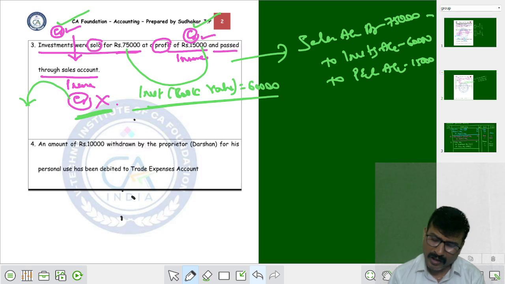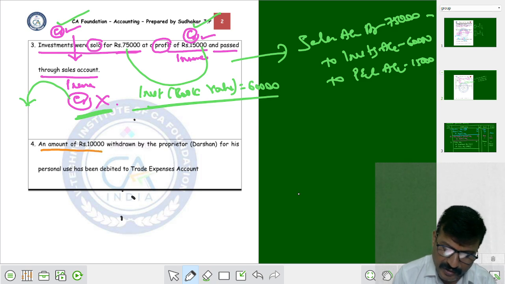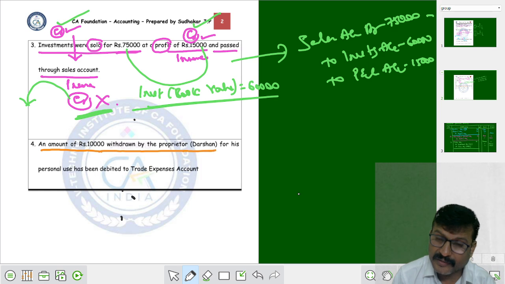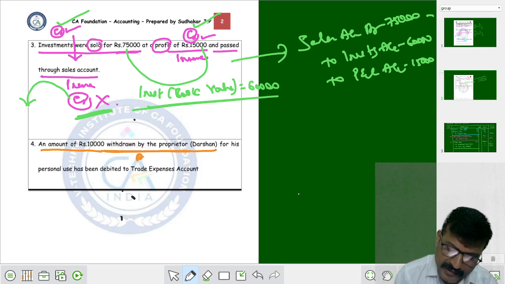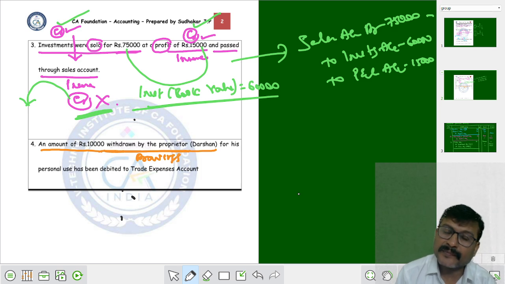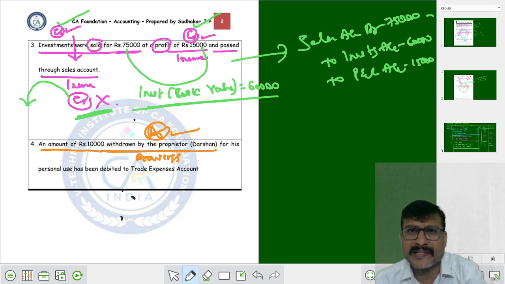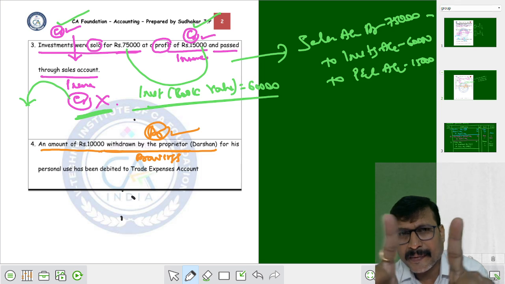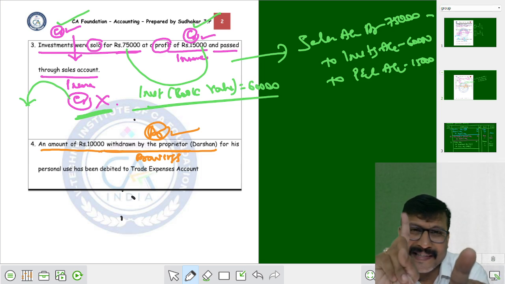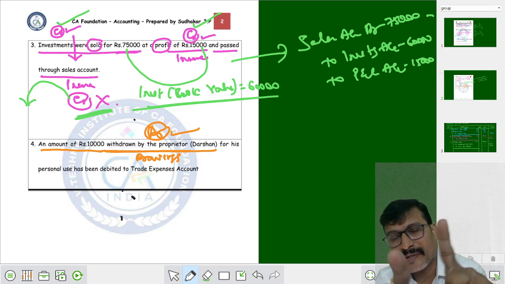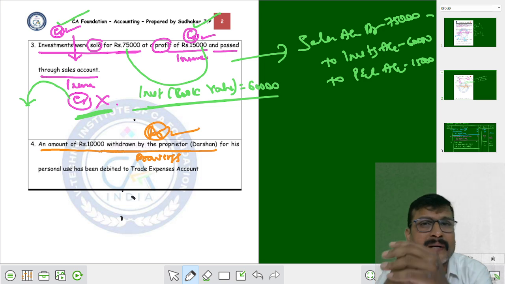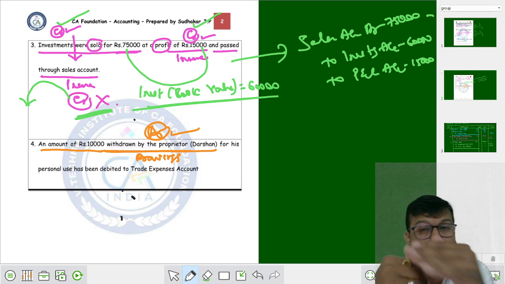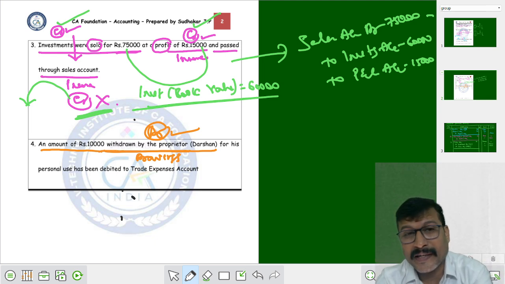Now let us move on to the last transaction of this particular problem. See what happened. An amount of 10,000 withdrawn by the proprietor, Darshan. See, withdrawn by the proprietor means it is nothing but drawings. What to do with the drawings? Drawings is always debited. How does a drawing come to be debited? The same thing. Drawings and the capital both are opposite. Capital means credit. Drawing means debit. So drawings reduce the capital base of a proprietor. So when the capital base decreases, it is to be debited as drawings.